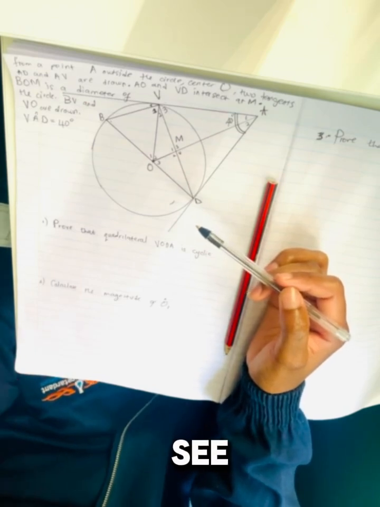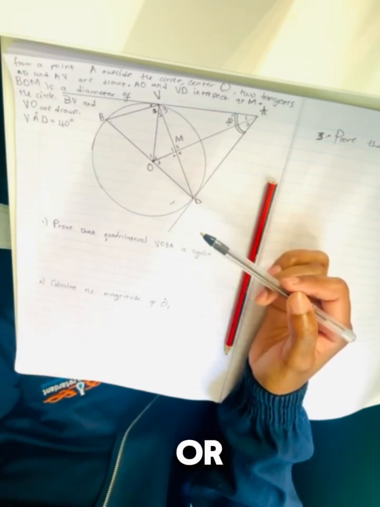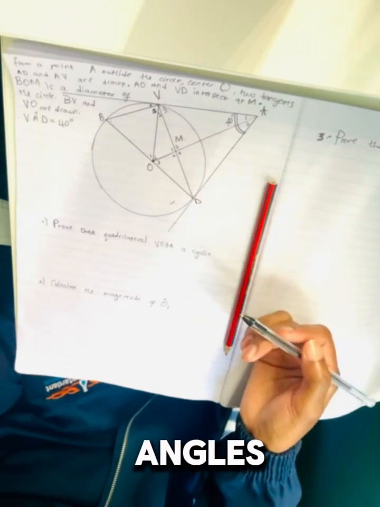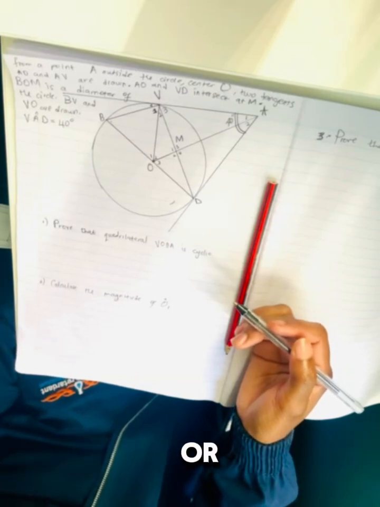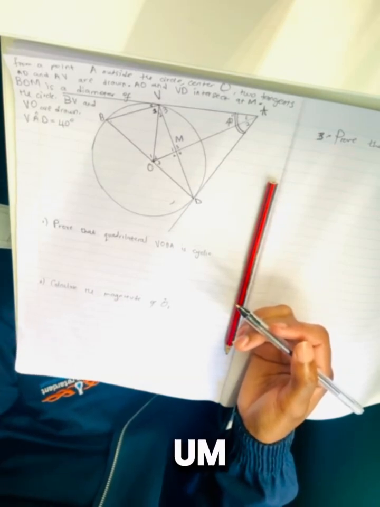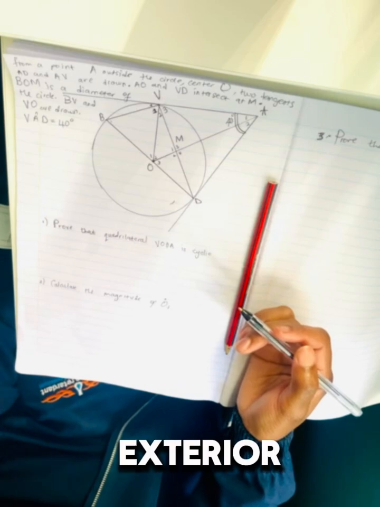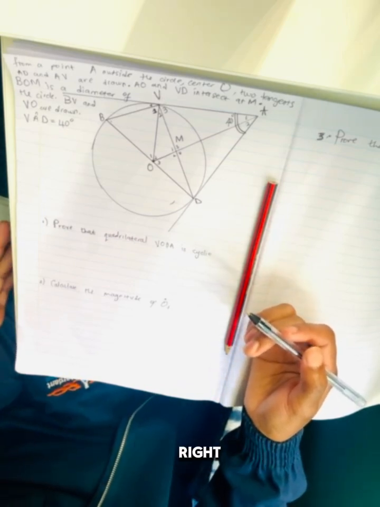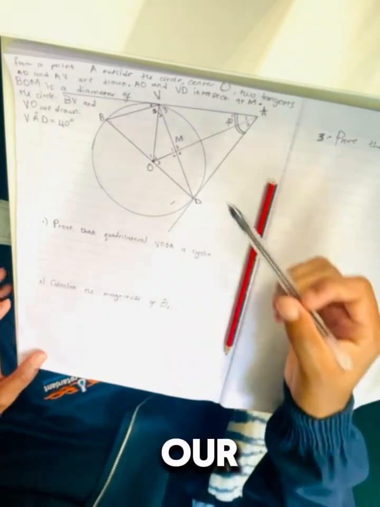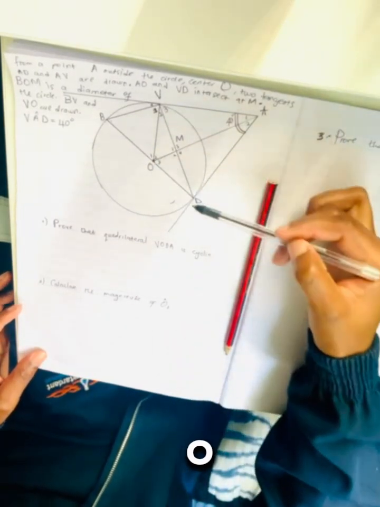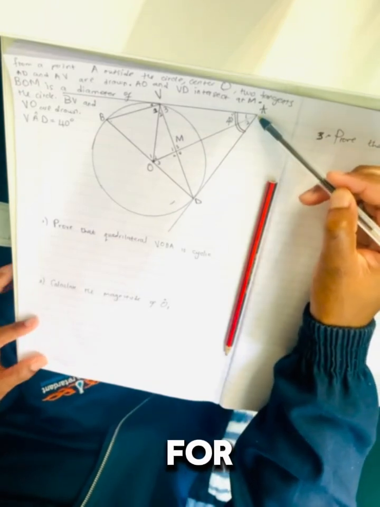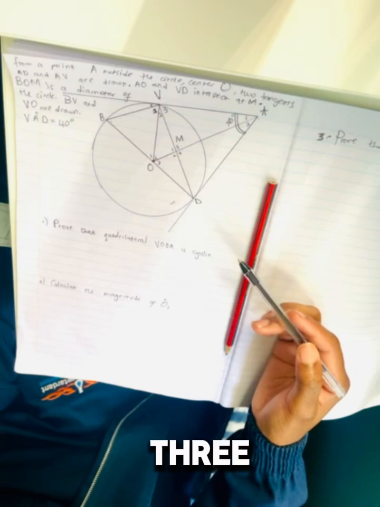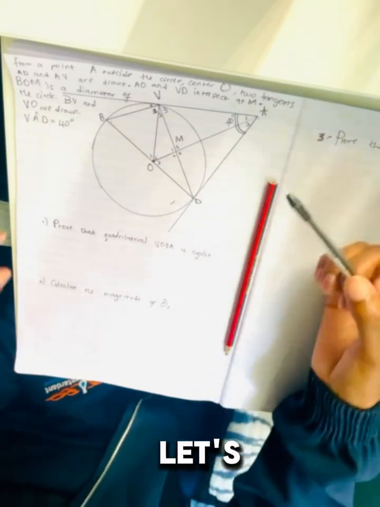To prove that something is a cyclic quadrilateral, we need to see angles from the same segment, or the sum of the opposite angles being supplementary, or an exterior angle of a cyclic quad. So that's when it can be cyclic. Now we need to check VODA. For it to be cyclic, we need one of those three things.